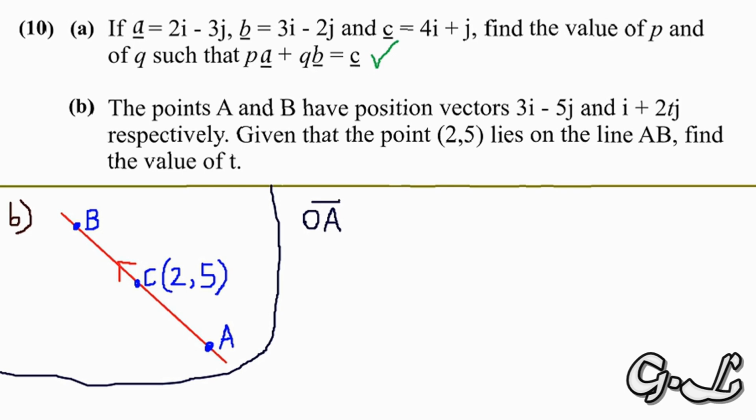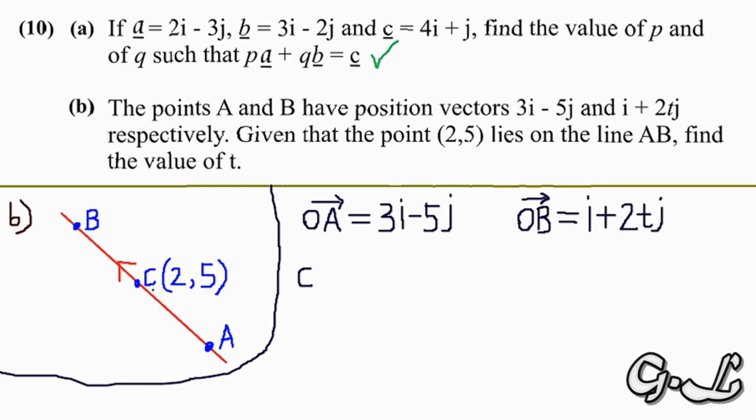So we have the position vector for A as 3i minus 5j. It was going from O to A. So vector OA is equal to 3i minus 5j, and vector OB is equal to i plus 2tj. That is what we have there. And we're going to denote the point C, which we have as (2, 5).